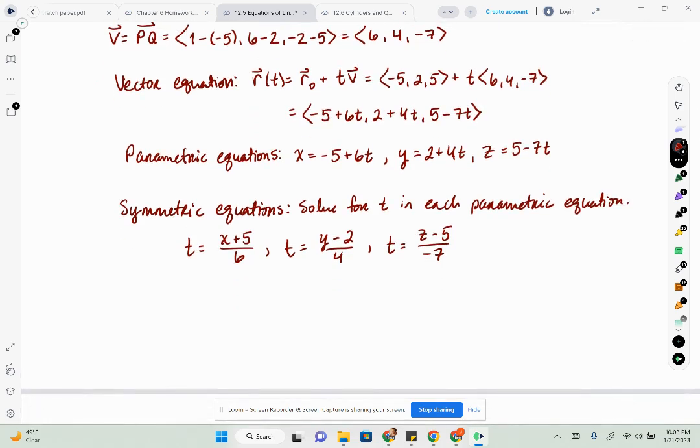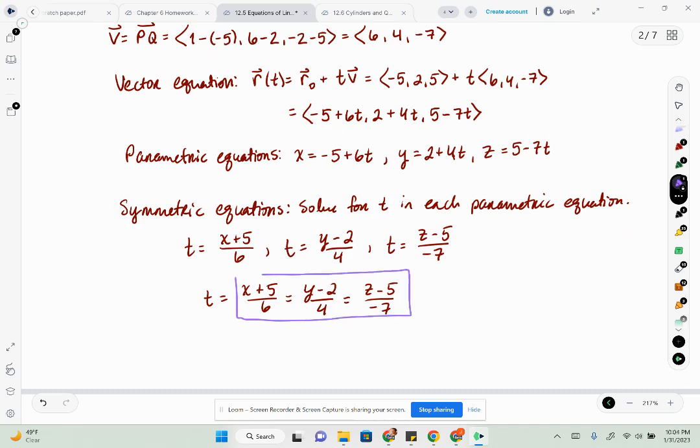And then we typically don't actually write the whole t equals part, because I have 3 unique things and they're all equal to t, which means those unique things are equal to each other. So what you would see is t is equal to (x plus 5) over 6, which is equal to (y minus 2) over 4, which is equal to (z minus 5) over -7. And these 3 together are the symmetric equations.